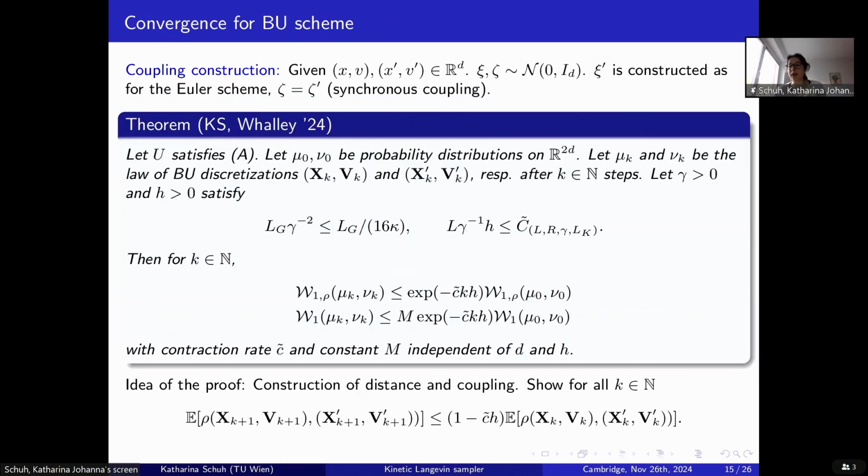Yeah, and now similar things can be done also for the BU scheme. Here the problem is what we have to take care of is that we have now two random variables we have to couple. So we have xi and theta, and xi prime is constructed as in the Euler scheme, and for theta we just take a synchronous coupling. So this is perhaps not the optimal way, but it's a way where we already get contraction.